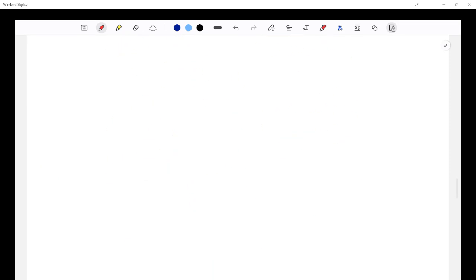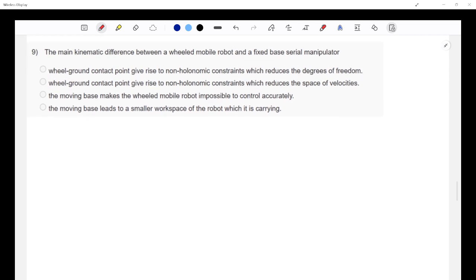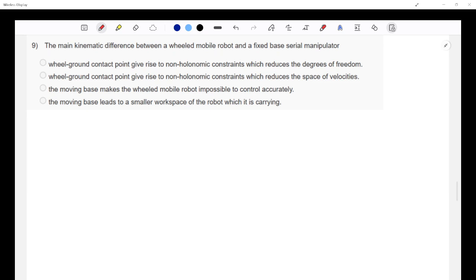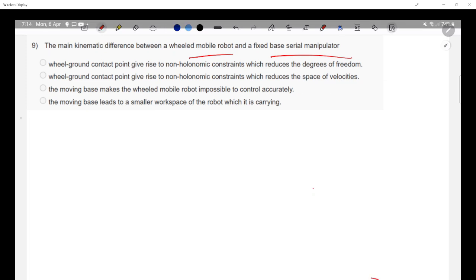Let's move to the next question. The main kinematic difference between the wheeled mobile robot and a fixed base serial manipulator is: wheeled ground contact points give rise to non-holonomic constraints which reduce the degrees of freedom; wheeled ground contact points give rise to non-holonomic constraints which reduce the space of velocities; the moving base makes the wheeled mobile robot impossible to control accurately; and the moving base leads to a smaller workspace of the robot which it is carrying.